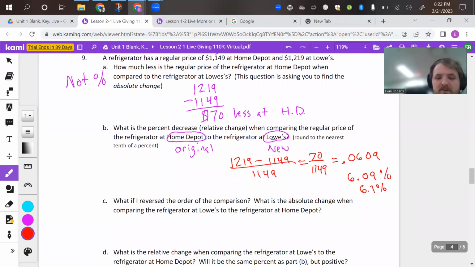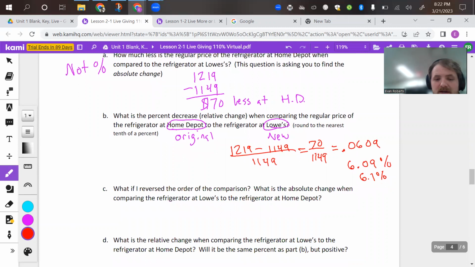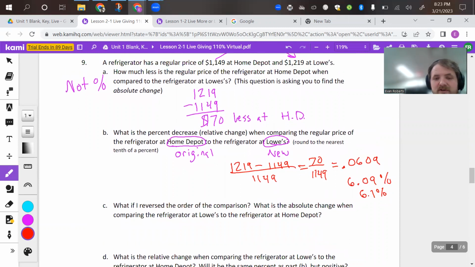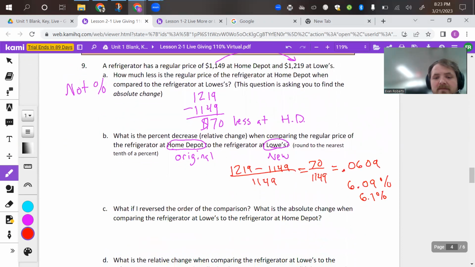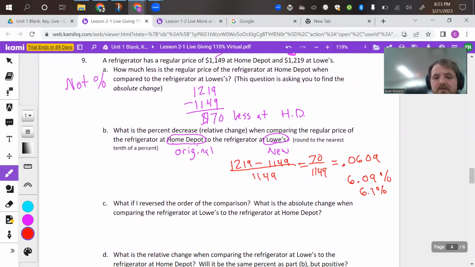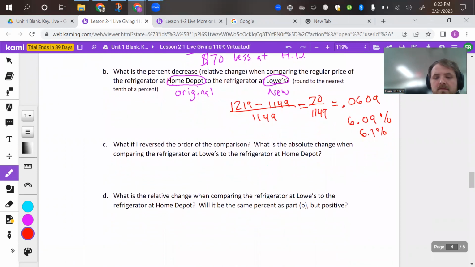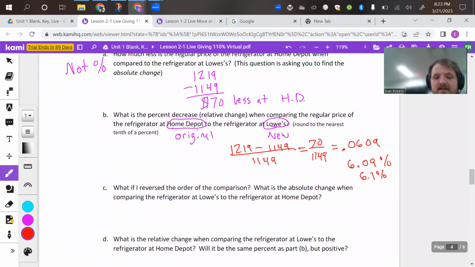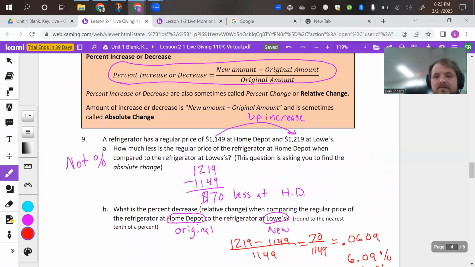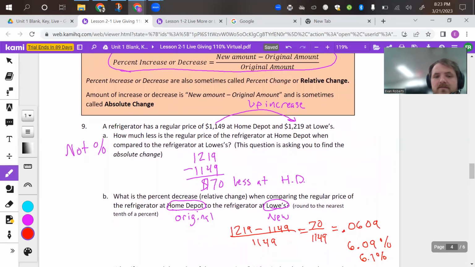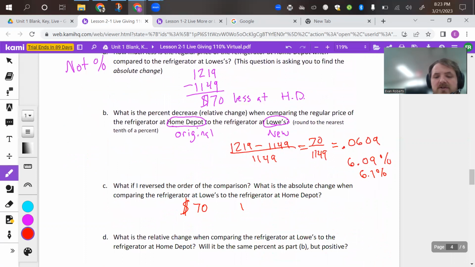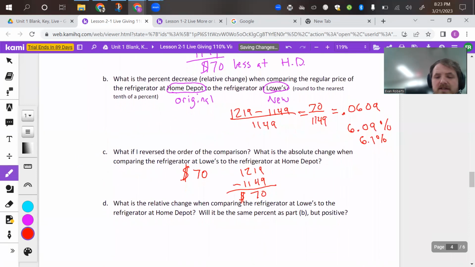So what if I reverse the order of comparison? What's the absolute change when comparing the refrigerator at Lowe's to the refrigerator at Home Depot? So again, the absolute change is still 70 because you're just subtracting. You're just going to subtract your two numbers. Still just a $70 difference.